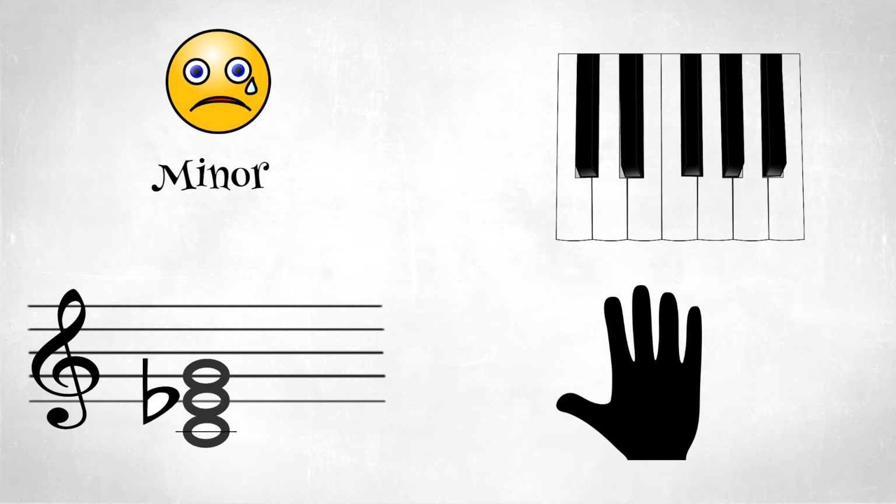Let's look at the minor chord. To play the minor chord, we will use notes C, E flat, and G. The black key just to the left of the E note is called the E flat, which is also why we use the sign, the flat sign, next to the E note on the first line.